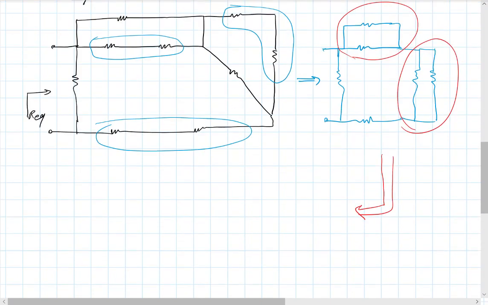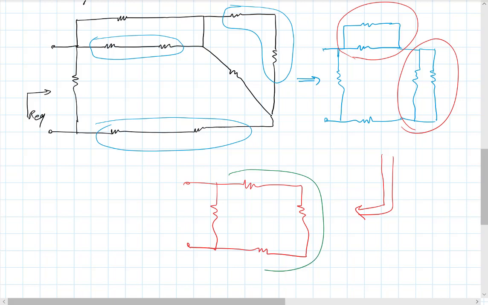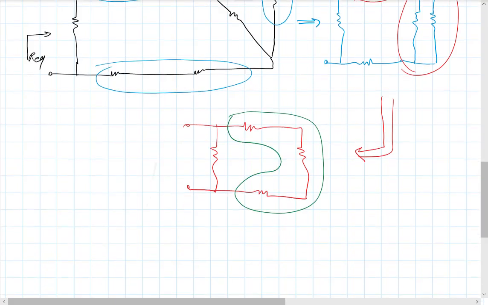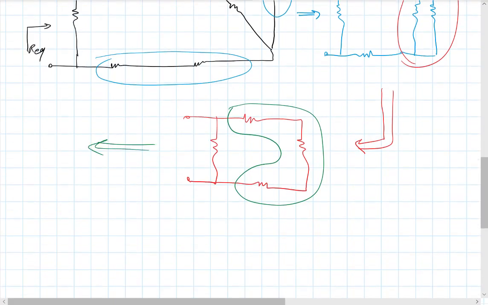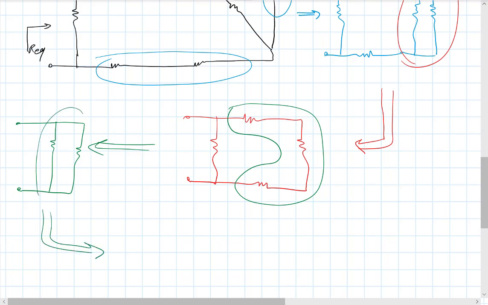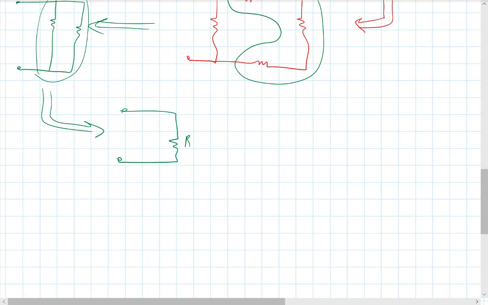And so we are going to end up with something like this. And now the next step may be these three in series. So that's going to give us something like this. And then ultimately these two are in parallel, so you will end up with one resistance that's our equivalent.